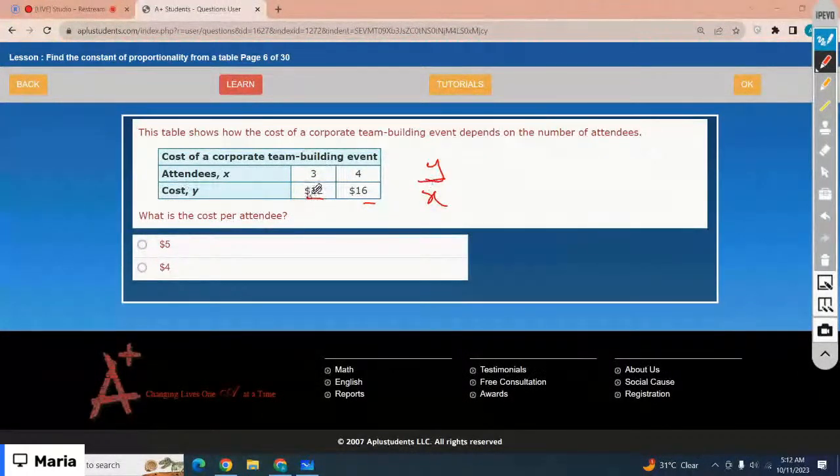For this one, y is 12, x is 3, 12 over 3. Here, y is 16 and x is 4. So 3 times 4 is 12 and 4 times 4 is 16. So that means the cost per attendee is $4, right? So the correct option is 4.